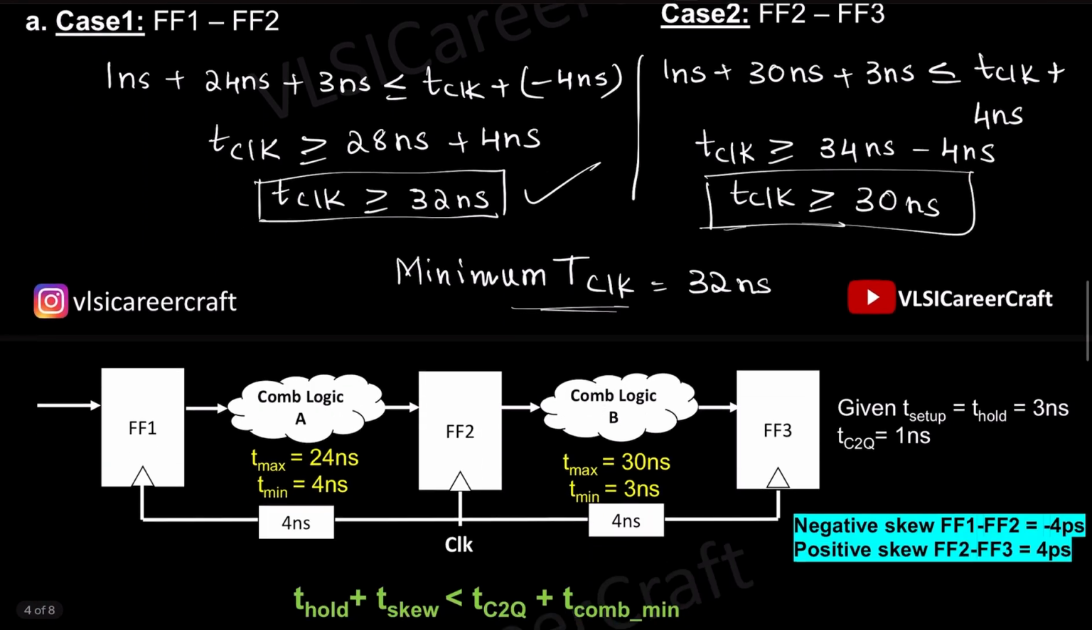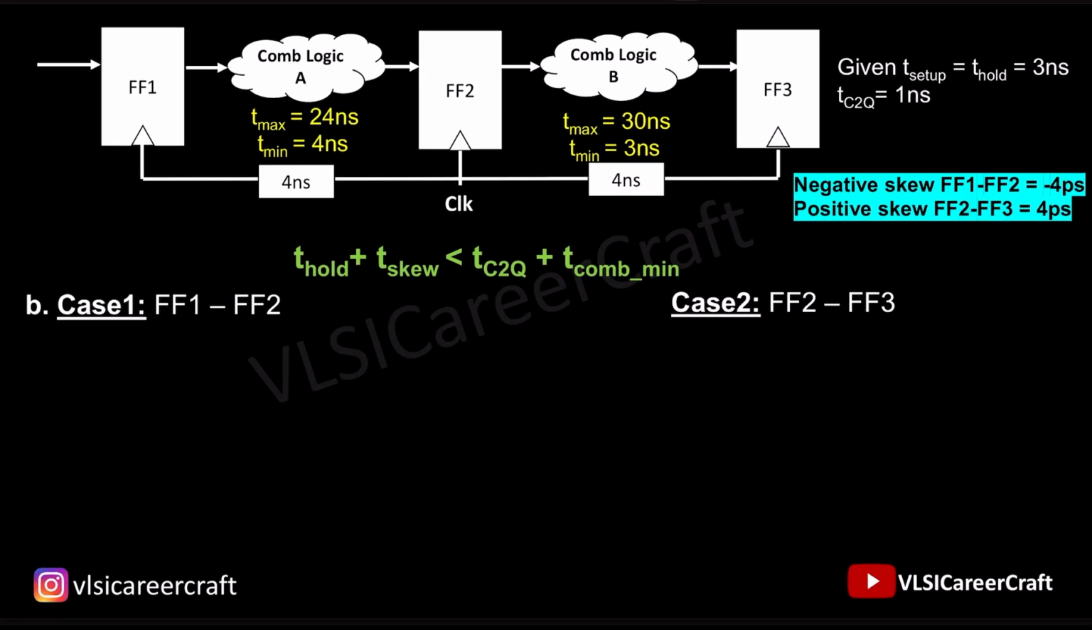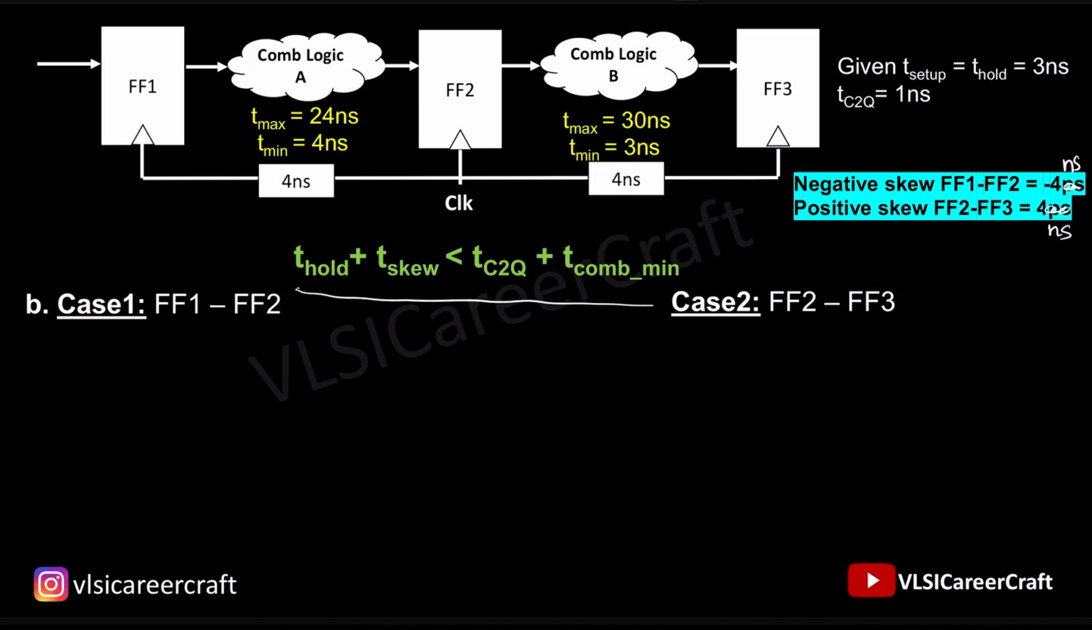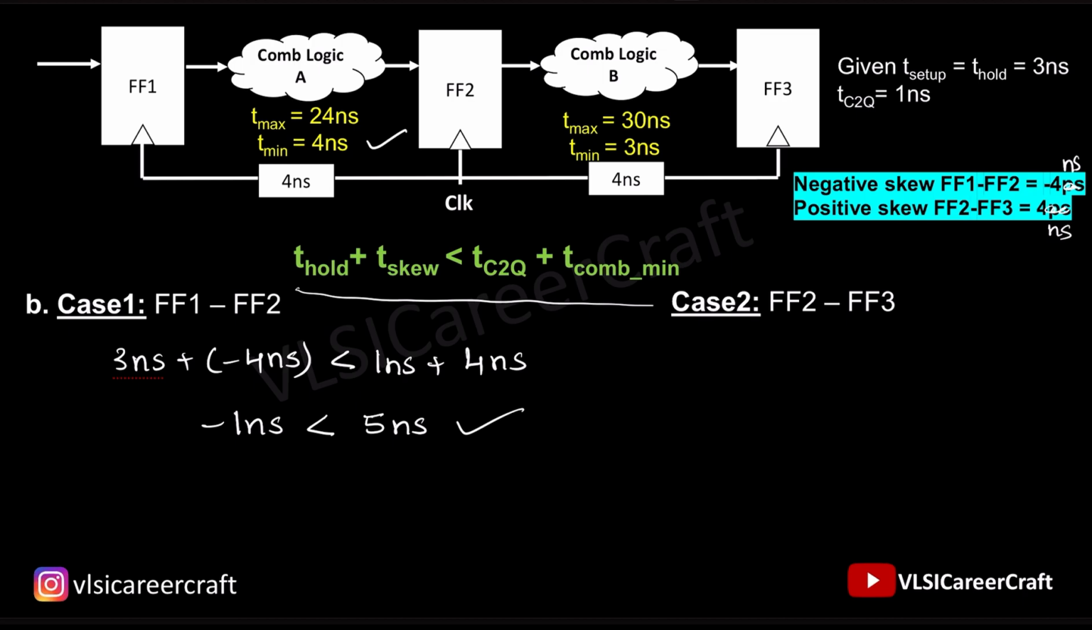The first part of the question is solved. Let's get into the second part of the question. We need to check if there is any hold violation. We have this equation and we have clock skews and delays. Let's substitute and see. T hold 3 nanosecond plus we have a negative clock skew, less than T clock to Q, which is 1 nanosecond, plus T combinational delay here is 4 nanosecond. That gives us minus 1 nanosecond less than 5 nanosecond. So in this case, we don't have any hold violation. We are good here.